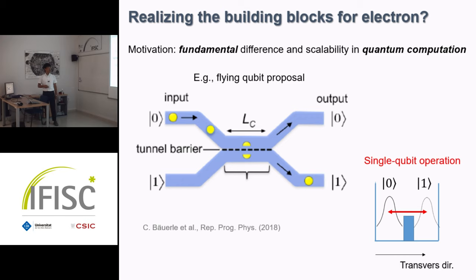When the oscillation ends up on the left side, then the output state will be the zero state. And if the oscillation ends up on the right side, then the output state is one. We can tune this by tuning the height of the barrier, because the oscillation frequency depends on the height of the barrier. So we can achieve something like a spin flip operation.